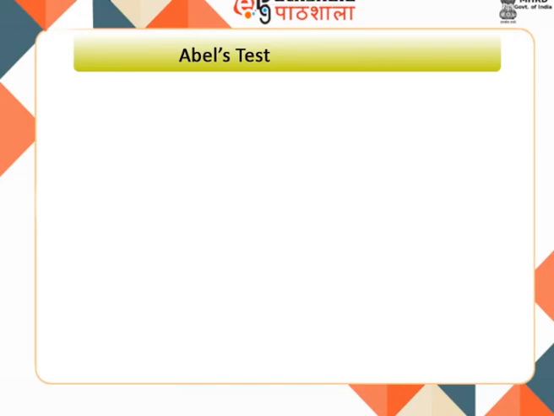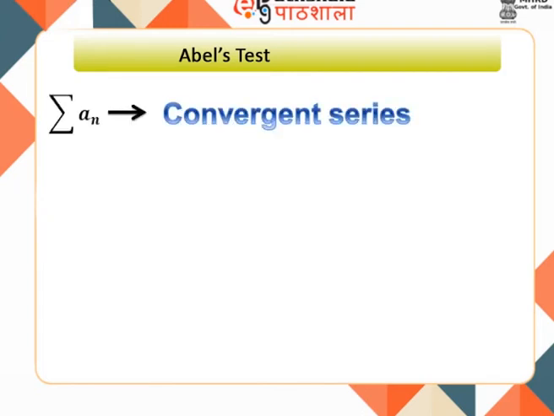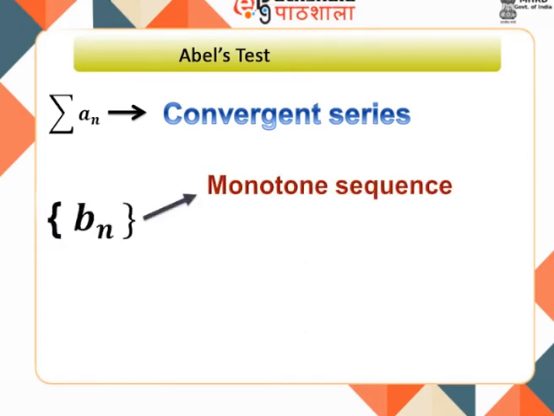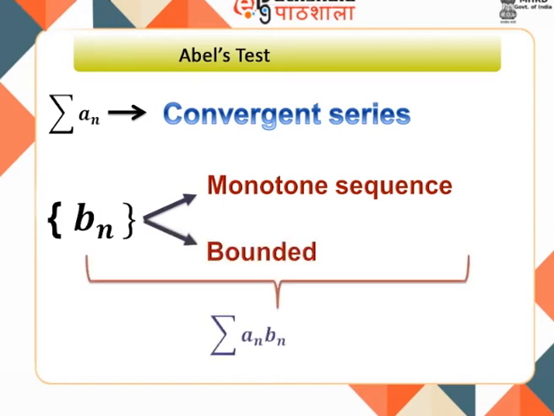Abel's test, real analysis. Suppose the following statements are true. 1. Summation of a_n is a convergent series. 2. b_n is a monotone sequence. And 3. b_n is bounded. Then summation of a_n b_n is also convergent.